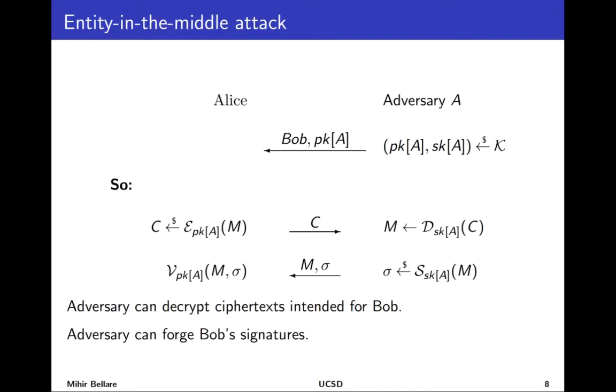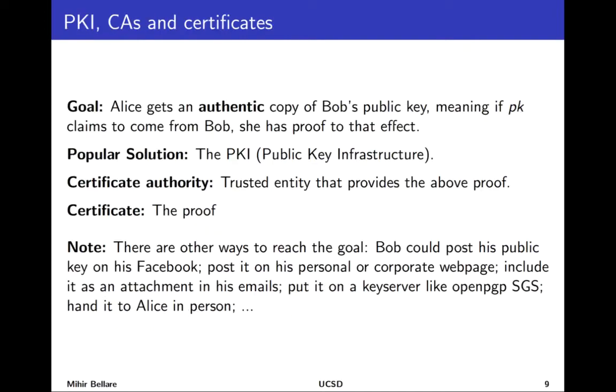And if the adversary sends over a signature, then Alice believes it comes from Bob and accepts the document as having been signed for Bob, which is of course not at all what's intended. So this isn't at all what we're looking for.